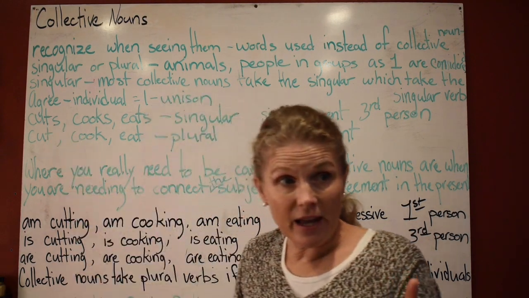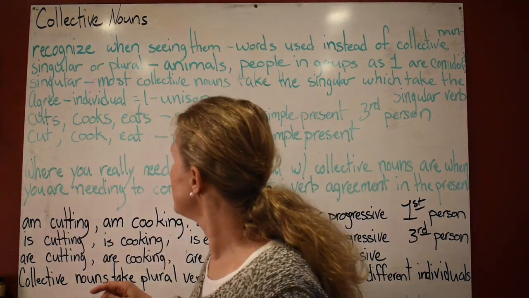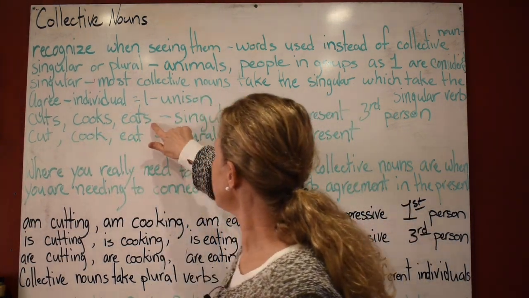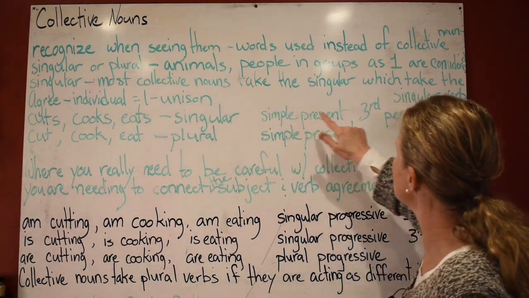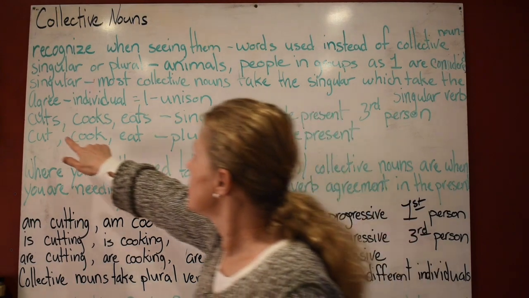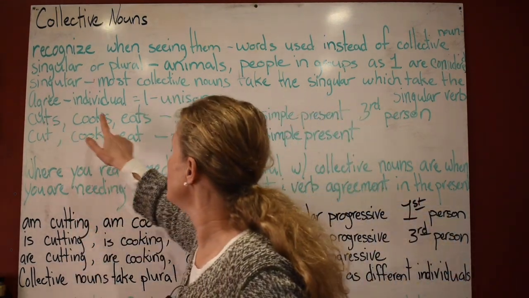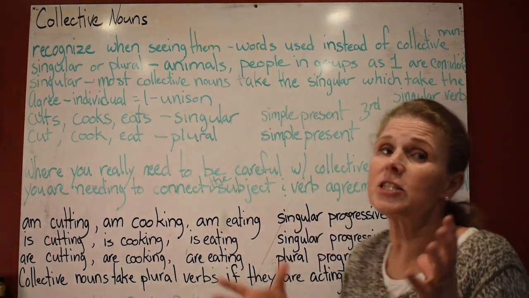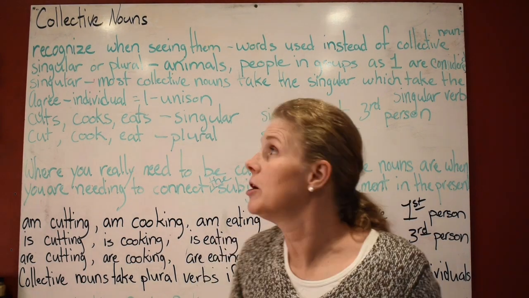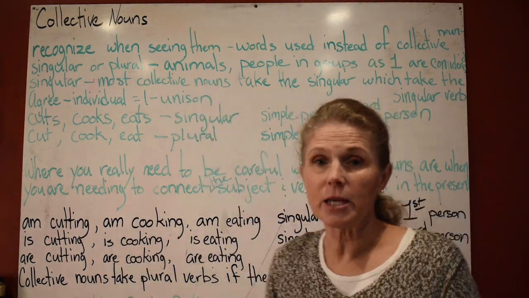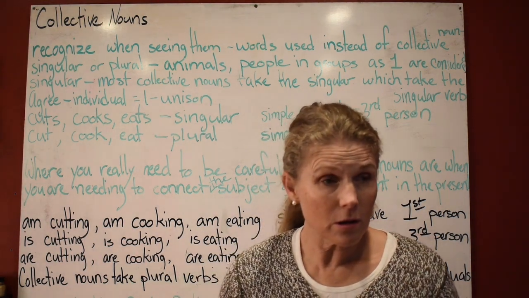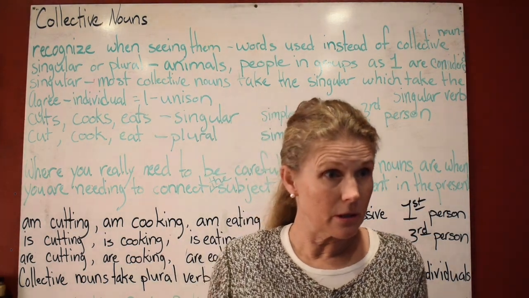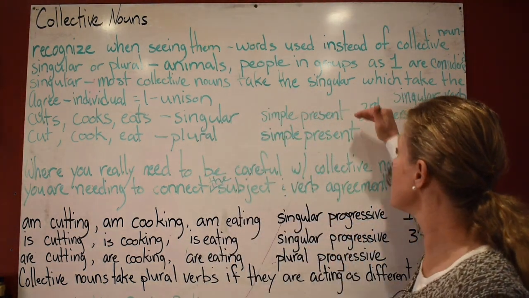Since the subjects and the verbs need to agree, let's look at this. Now we're looking at cuts, cooks, eats. This is a singular verb in the simple present, third person. Remember, this is conjugated and you have your S on. When you are in the simple present tense, this is when you really need to pay attention to your collective nouns, because in the plural, the past, or the future, you don't have to worry about it.